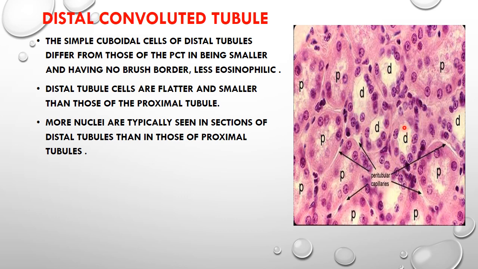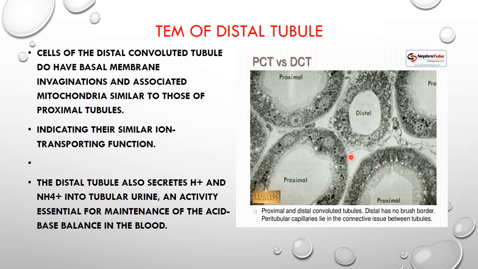The lumen of the distal tubules is wide as compared to the proximal, and it is clear as compared to the proximal, which appears fuzzy-filled. The electron micrograph appearance of the distal tubule shows basal membrane enfoldings, which shows that it is also involved in the transport of ions, and it has mitochondria present in these basal enfoldings. The distal tubule secretes hydrogen ions and ammonia into the tubular urine, an activity which is essential for the maintenance of the acid-base balance in the blood.